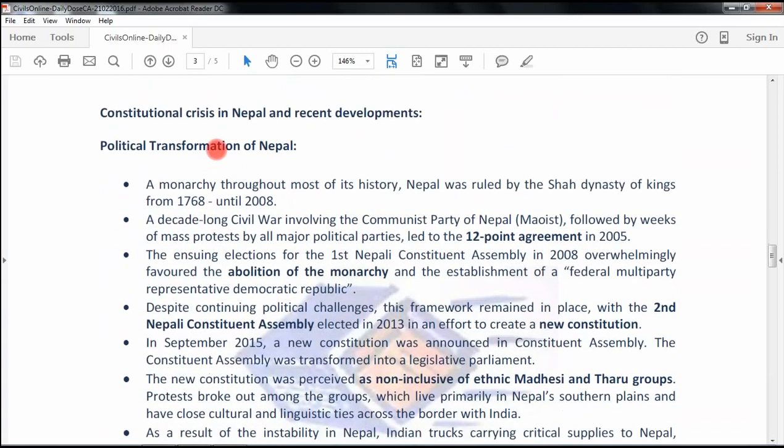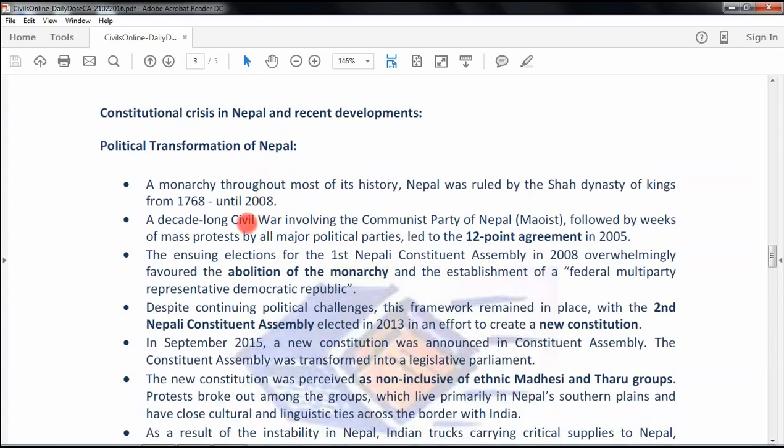Coming to the most important topic here, that is the constitutional crisis in Nepal and recent developments. To know about the constitutional crisis and recent developments like the protests of Madhesis and the economic blockade of Nepal's borders, we have to know the political history and political transformation of Nepal. Then only will we get the root cause of the issue. Nepal had been a monarchy throughout most of its history, ruled by the Shah dynasty of kings from 1768 until 2008.